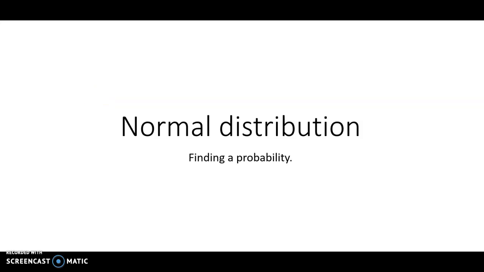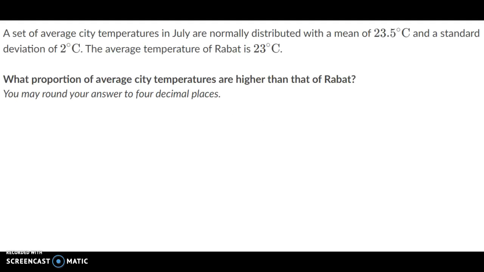Hello, we're just going to make this little video about finding a probability in a normal distribution. We're going to go through this question here. The set of average temperatures in July are normally distributed with a mean of 23.5 degrees Celsius and a standard deviation of 2 degrees Celsius.